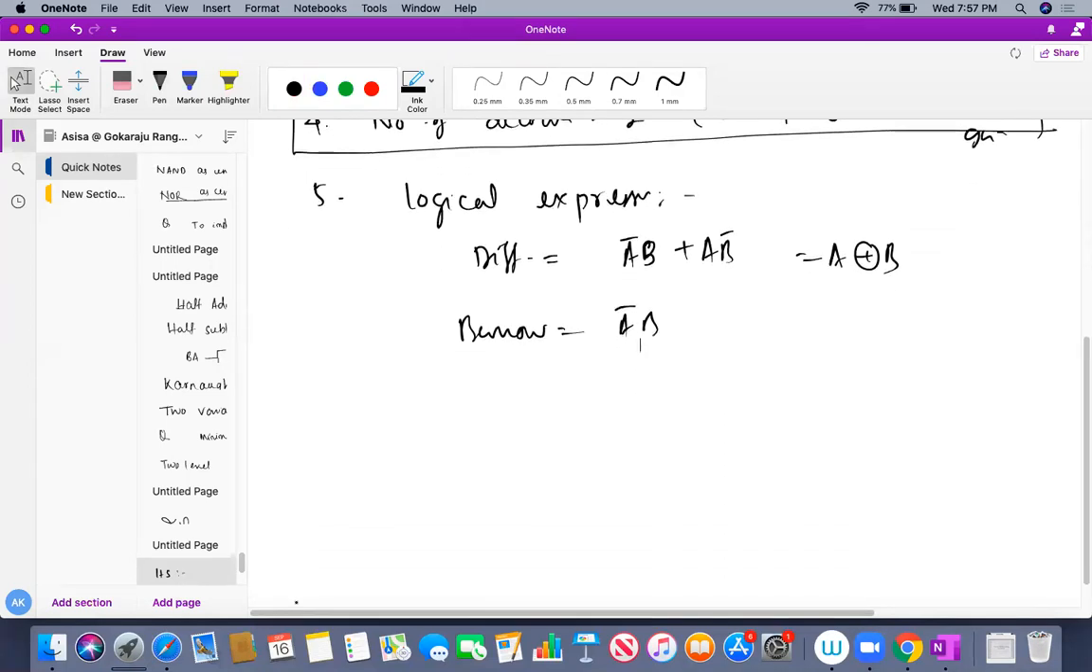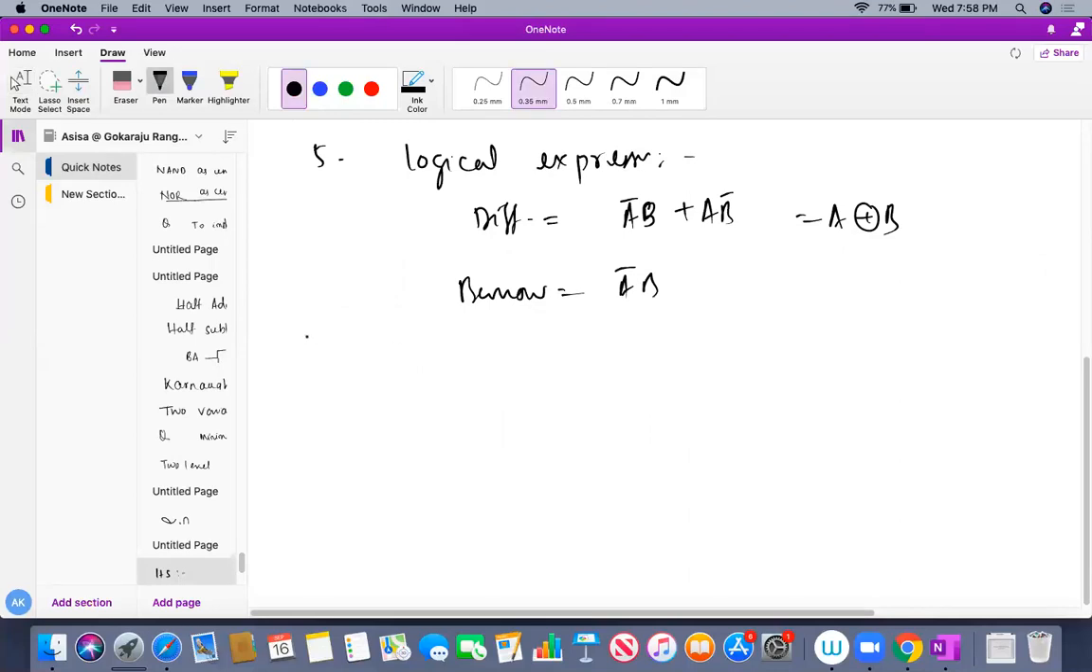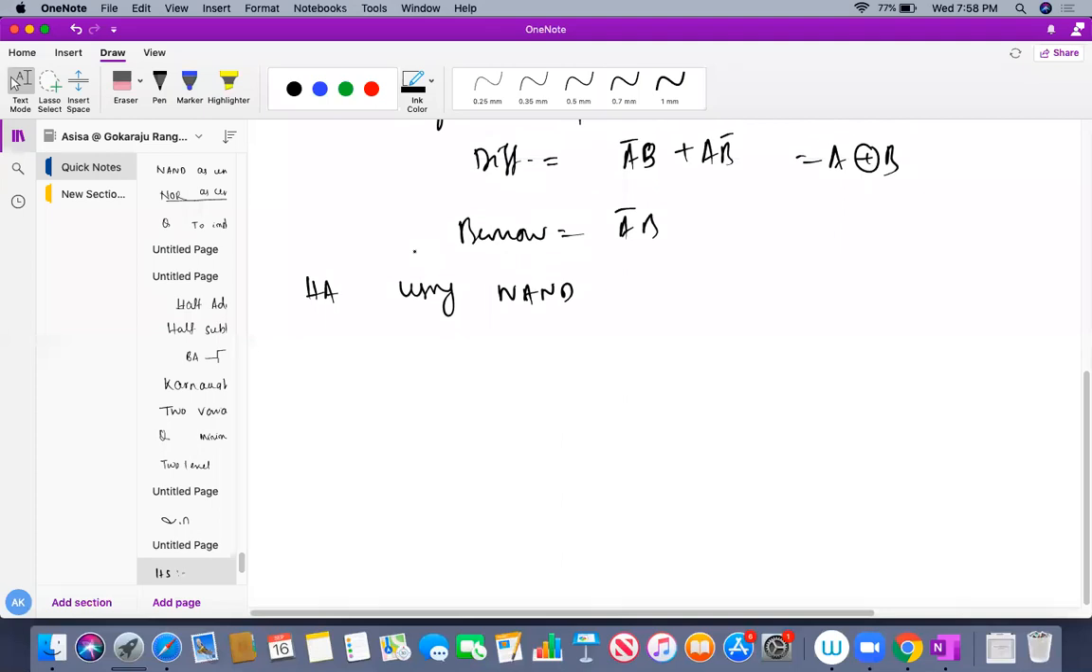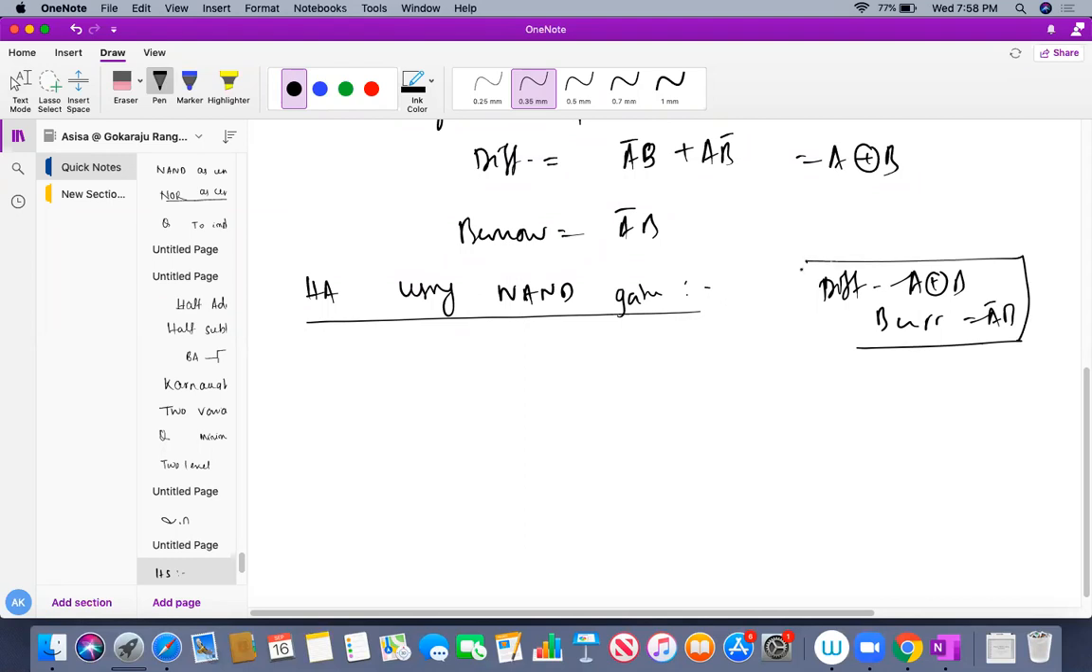Now we move to the implementation of this half subtractor using NAND gates. We have discussed that we need 5 NAND gates. Now we have to see how we can use these 5 NAND gates to design it. So, half subtractor using NAND gates only. How do we design it? We know that our difference is A XOR B and the borrow is A bar B. So I'm going to design both of these logic expressions using NAND gates only.